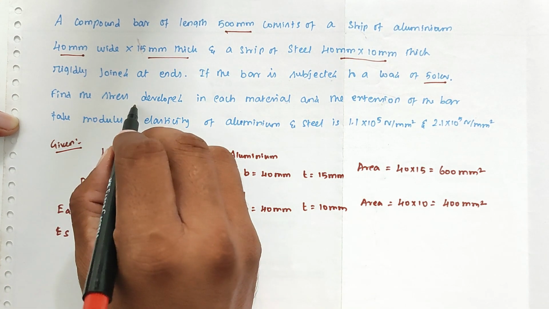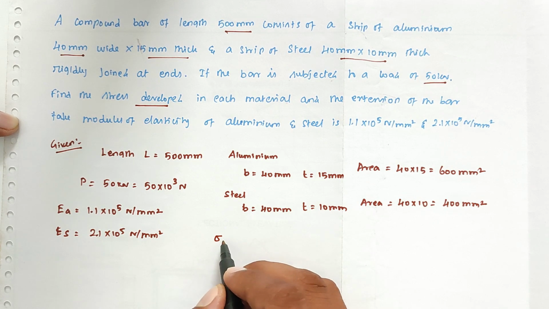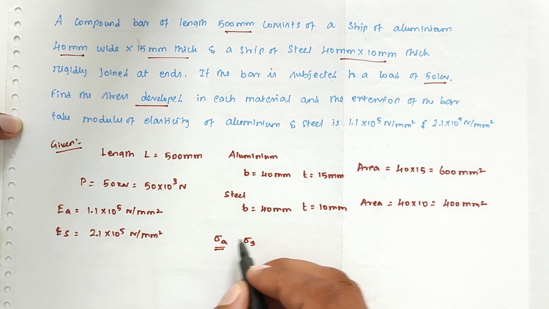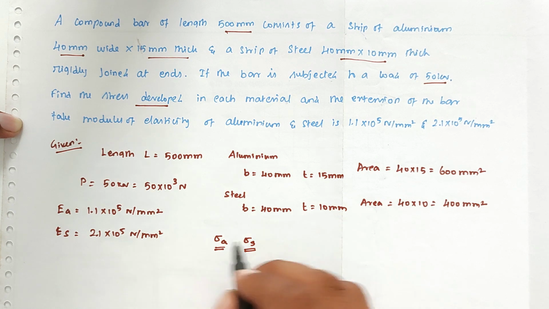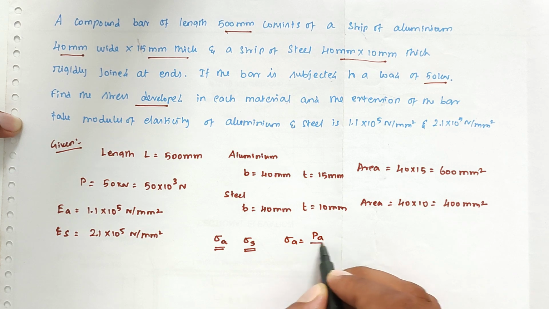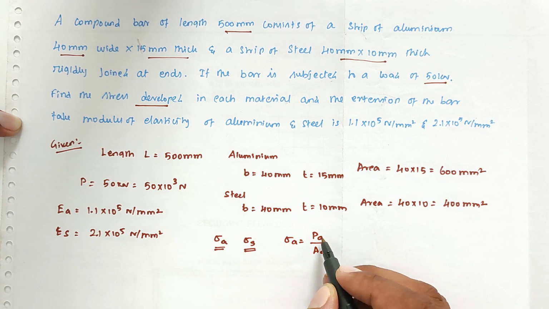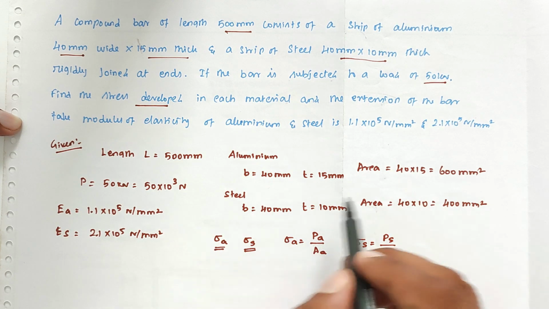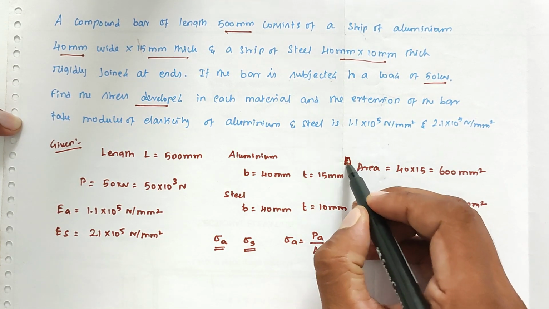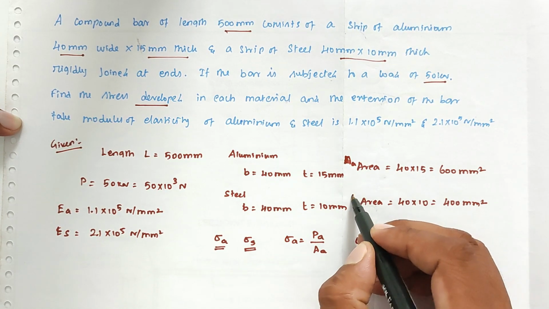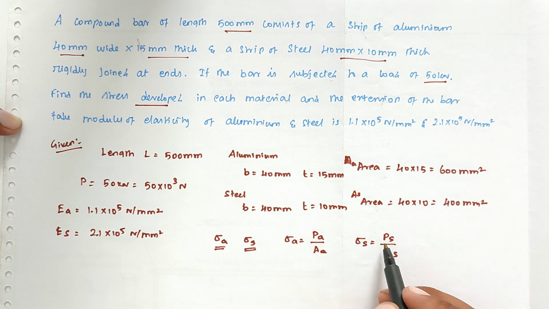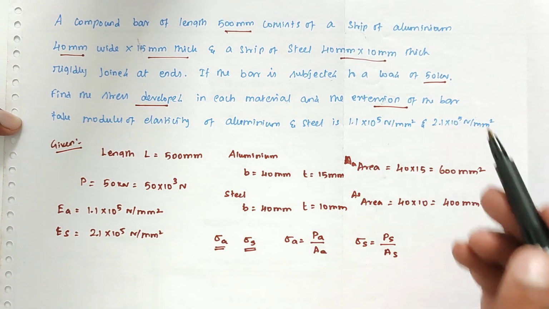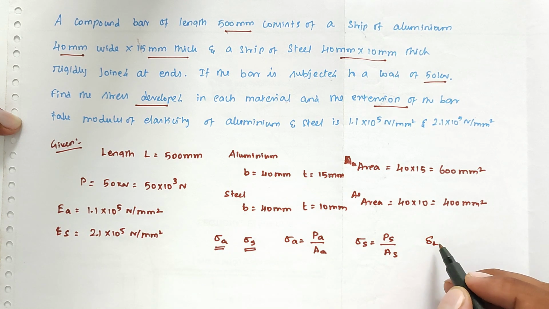Now we have to find the stress developed, that is sigma A for aluminium as well as sigma S for steel. For that we need the load and the area. Sigma A equals PA divided by area of aluminium, that is load by area. Sigma S equals PS divided by AS. We already found AA and AS, so now we have to find the PA and PS values. After that we can find the stresses easily. Then we also have to find the extension of the bar, that is del L.